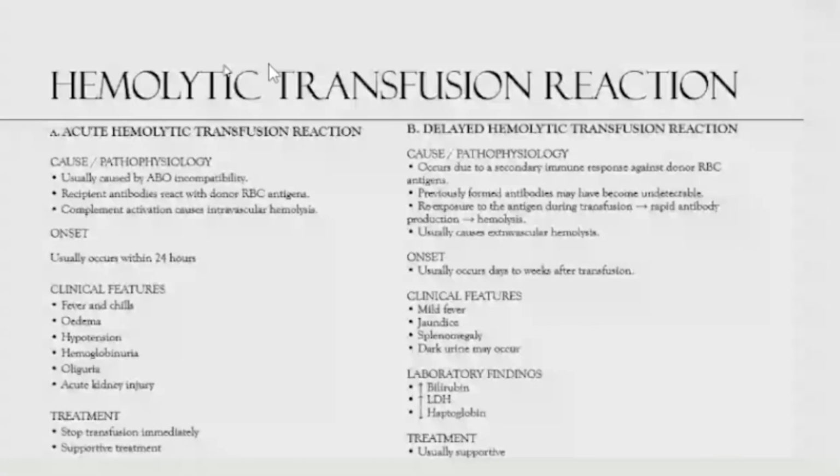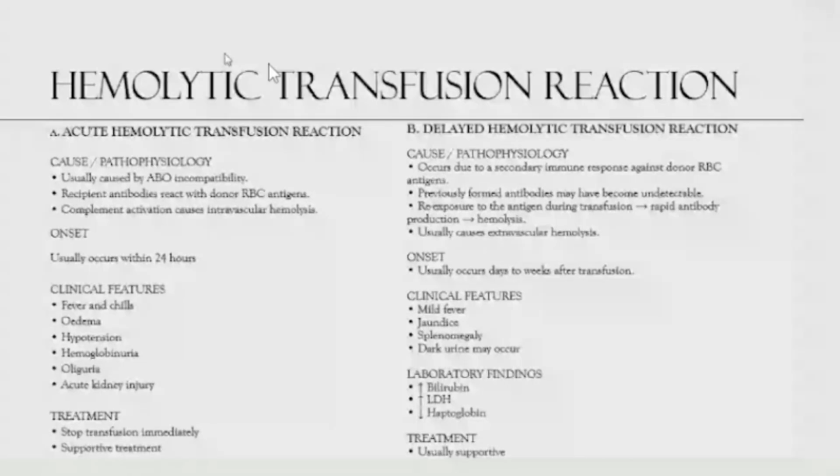Then there is hemolytic transfusion reaction. There are two major types of hemolytic transfusion reaction. There is acute and delayed. The major difference being that acute is usually seen within 24 hours, whereas the delayed hemolytic takes from weeks to days to occur.